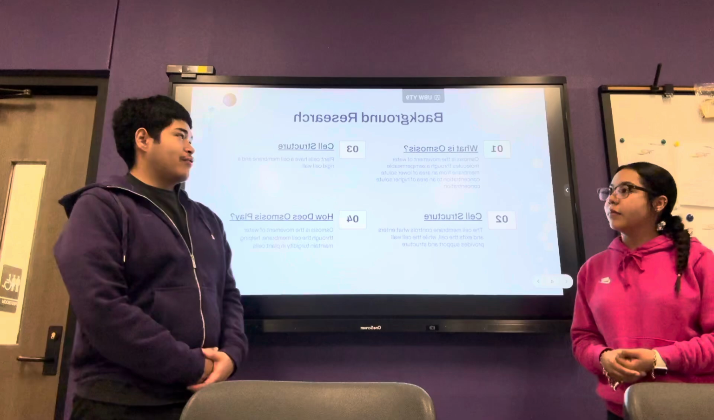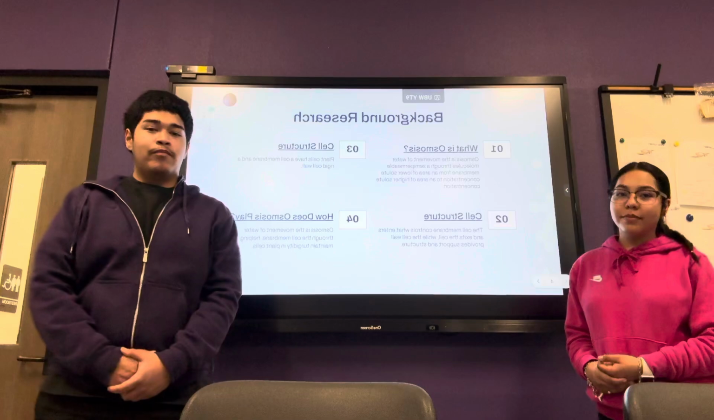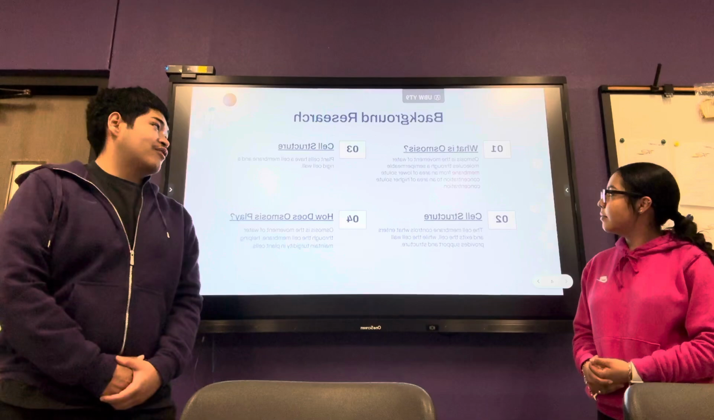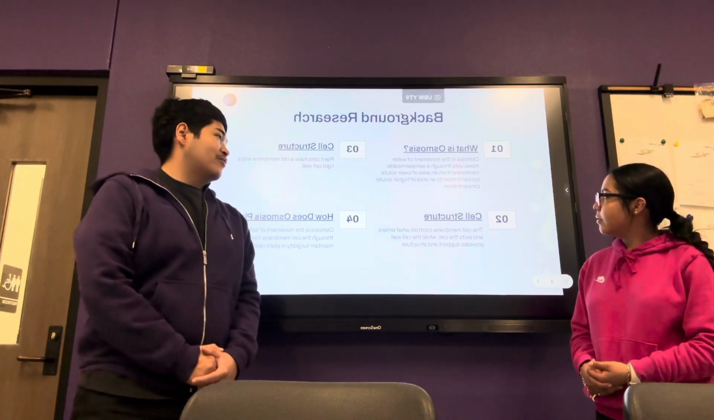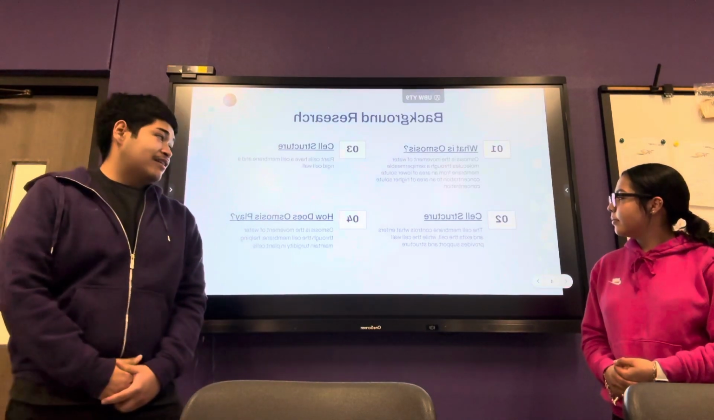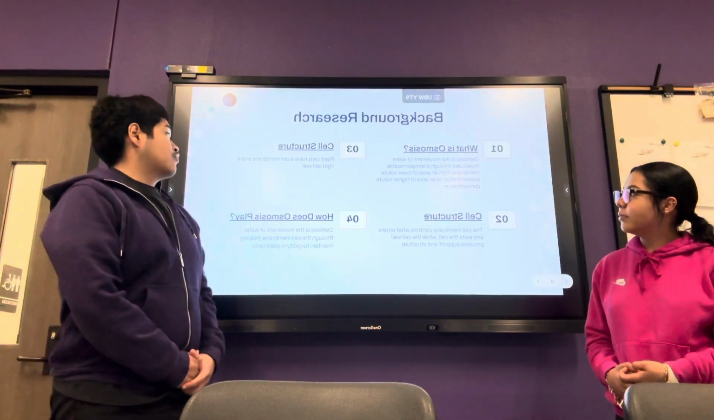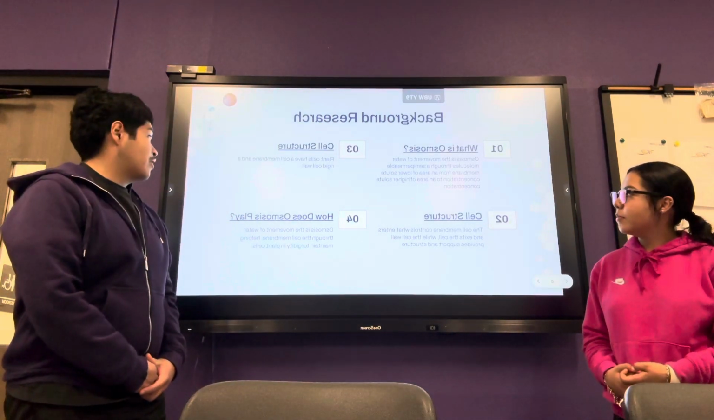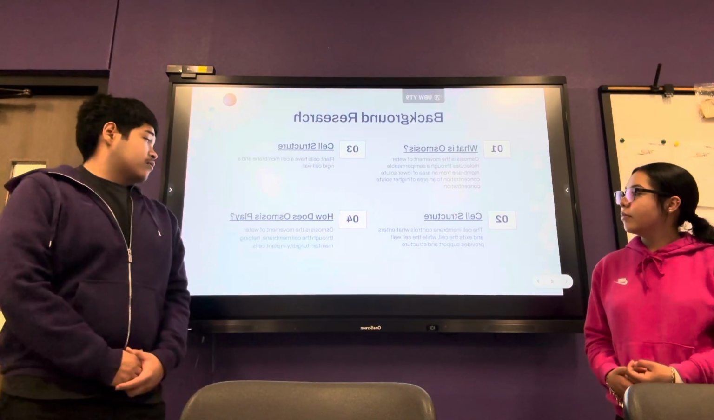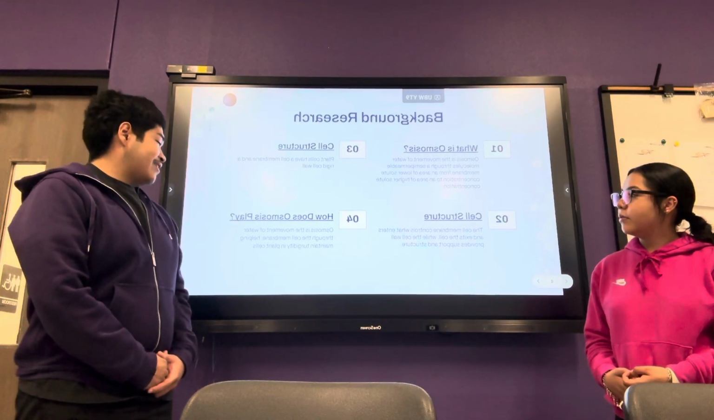Our background research. Number 1, what is osmosis? Osmosis is the movement of water molecules through a semi-permeable membrane from an area of lower solute concentration to an area of higher solute concentration. Cell structure. The cell membrane controls what enters and exits the cell, while the cell wall provides support and structure. Plant cells have a cell membrane and a rigid cell wall. How does osmosis play a role? Osmosis is the movement of water through the cell membrane, helping maintain turgidity in plant cells.